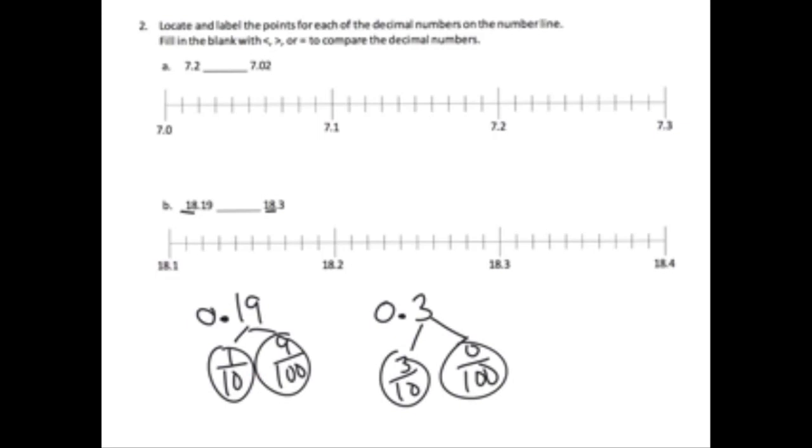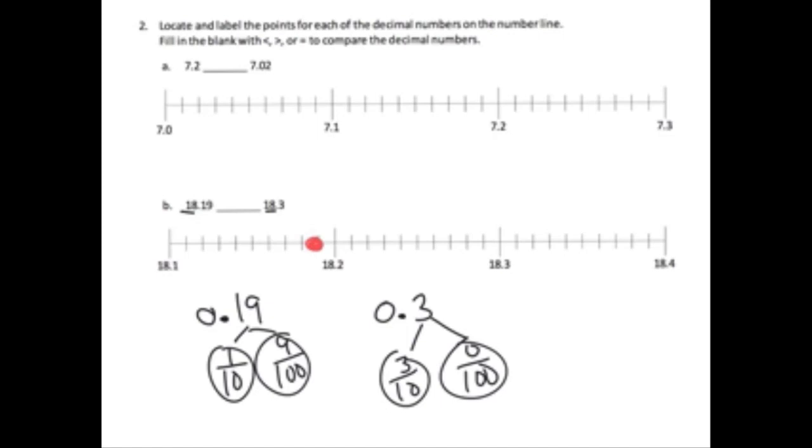But let's show what that looks like on this number line. So you'll notice our scale. Here's 18 and 1/10. Here's 18 and 2/10. This is saying 18 and 1/10 plus 9/100. So these little dashes are actually the hundredths. So 18.19 is going to go right here.